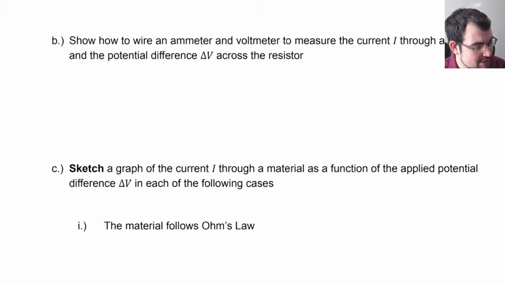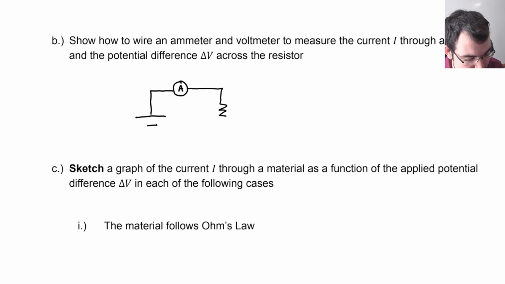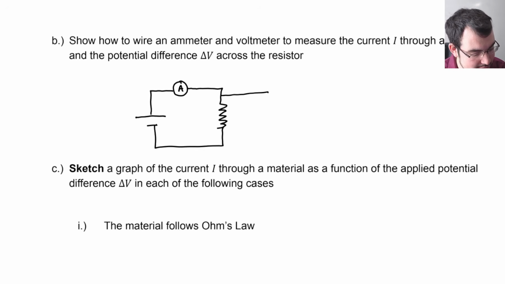Show how to wire an ammeter and voltmeter to measure the current and potential difference related to a resistor. Well, of course, if we connect a resistor to a battery, you can put an ammeter anywhere to get the current. Just has to be in the loop. And then for our voltmeter, we just have to attach it in parallel. Because remember, potential difference is the height difference between 2 points. That's why there's 2 probes, each on one end of the resistor.